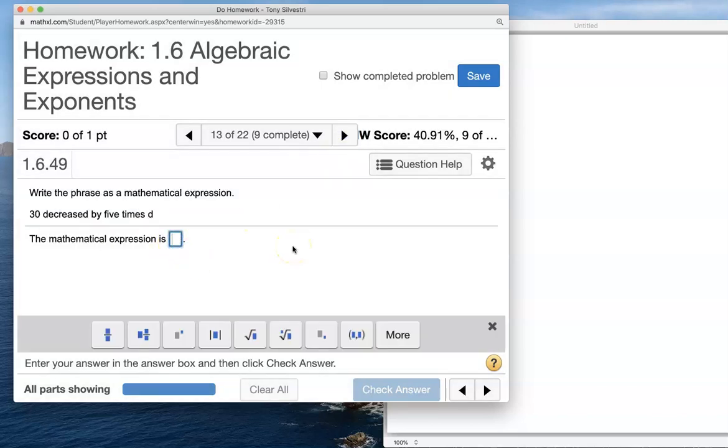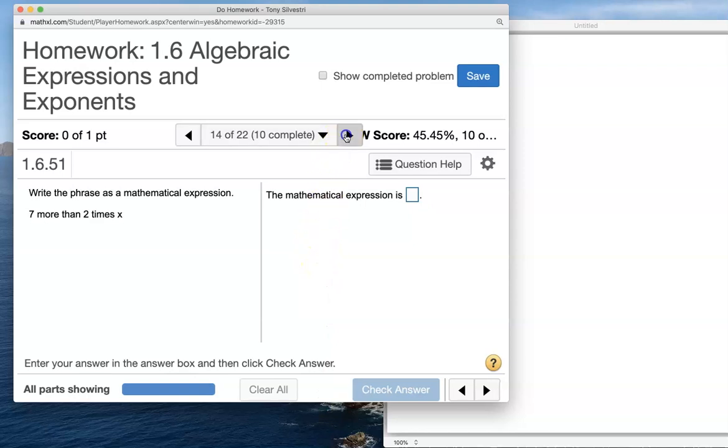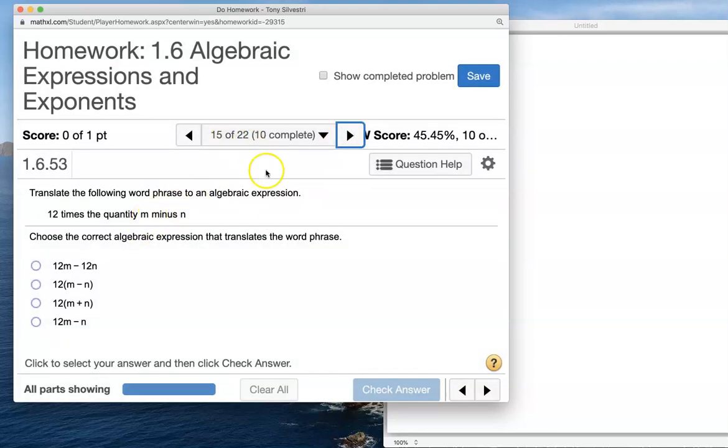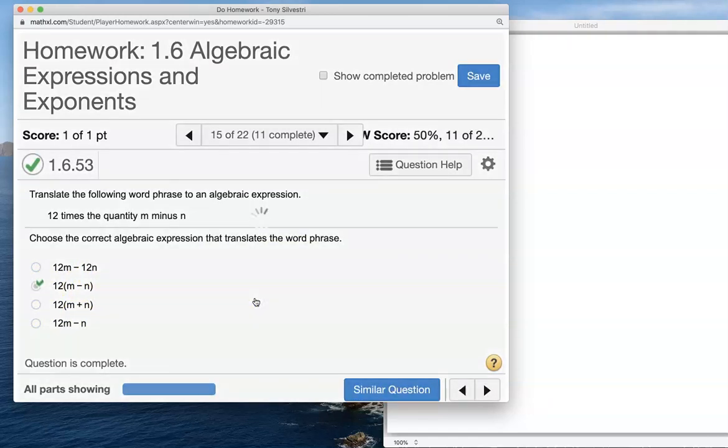Okay. 30 decreased by 5 times d. So basically they're saying, hey, start with the 30 and decrease that by 5d. 5 times d. There you go. I'll let you do that one. I'll let you do that one. And last, I think this is the last one. Translate the following word phrase to an algebraic expression. 12 times the quantity m minus n. So I'm going to look for an m minus n. That's the bundle, the quantity. And then I'm going to multiply that by 12. I'm going for that one. Everything else doesn't make any sense.